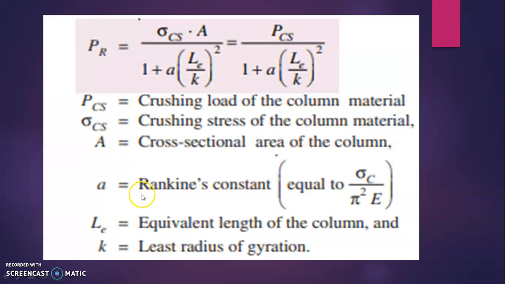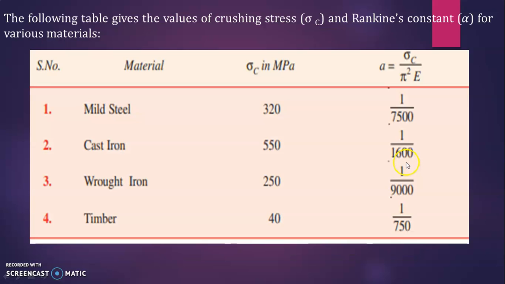So here alpha is Rankine's constant. It is usually equal to sigma C divided by pi square E. LE is the equivalent length of the column, L effective, and K is the least radius of gyration. So this LE by K is called the slenderness ratio. Okay, now these are some values of the crushing stress and Rankine's constant for various materials. If it is mild steel, sigma C is equal to 320 MPa and alpha is 1 divided by 7500.